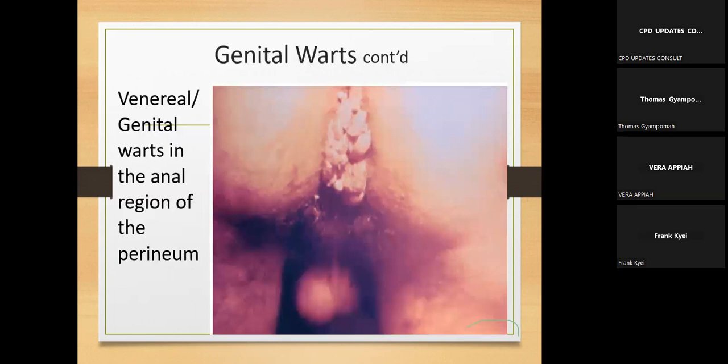So you see venereal or genital warts. This one is in the anal region of the perineum. You see these things normally occur in clusters. So this one is in the anal area. These are all genital warts. They are sexually transmitted. So this one, I'm sure these are the gay people. They are likely to have some of these warts in the anal area.